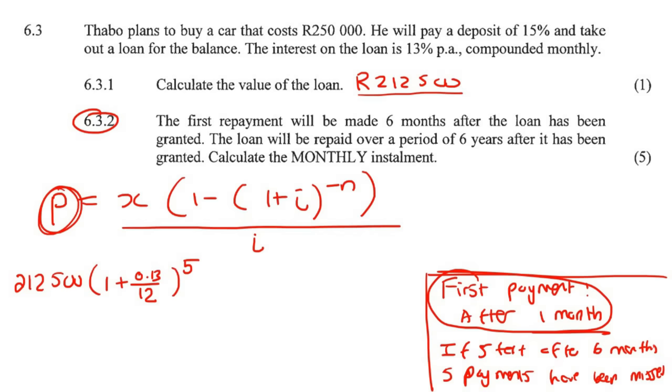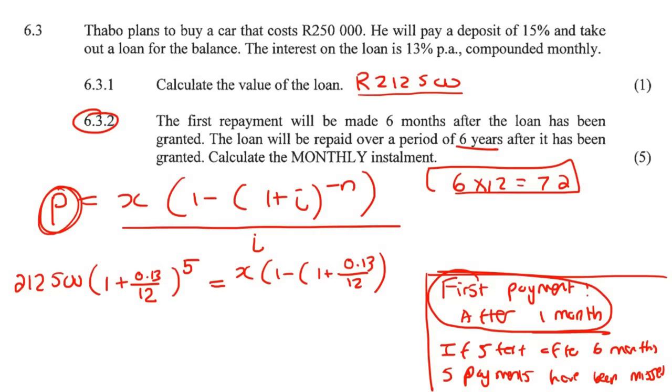Okay. So now, what do we need to work out here? Calculate the monthly installment. We don't know what that is. The interest rate is 13% per annum, compounded monthly. Now, the number of payments: we would normally just say 6 years times 12, which is 72. That is under a normal scenario if Thabo decided to pay when he was supposed to. But he has missed the first 5 payments. So we're going to say minus 5, and so he's only going to make 67 payments.